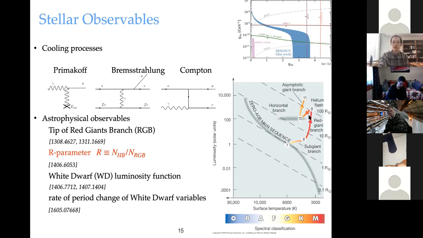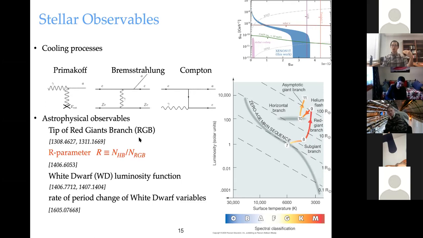But you see, the red giant has a burning process. You see the tip of the red giant branch. They can be used to constrain the stellar cooling, because if you put more cooling into it, you will change the evolution. You make the helium flash much more efficient. And the other thing is also the R parameter. If you change the cooling, you will change the R parameter, and the R parameter is the number of horizontal branch stars divided by red giant branch stars. I will just explain a little bit in the next slides.